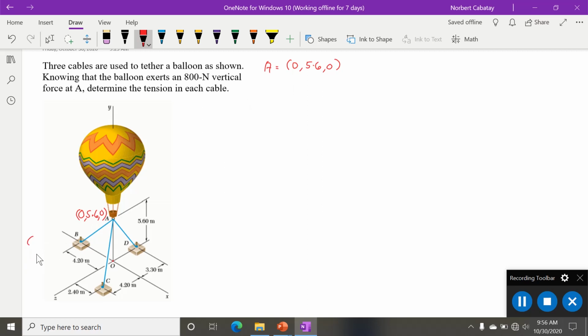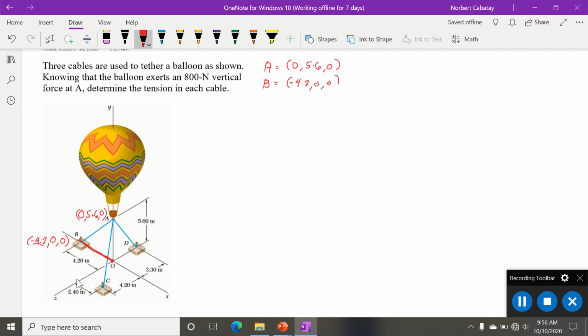Si B naman should be negative 4.2 from sa x-axis. Tapos, sa y rather is 0. Then, 0 din siya sa z. I hope na susundan nyo kung bakit. Kung hindi, aralin kung paano naging. Kasi, mula dito, yung point na yon along the x-axis, I mean, sa x, yung distance from this point is 4.2. Kaso, along the negative x-axis, kaya negative 4.2. Then, 0 sa y, then 0 din sa z. So, that will be negative 4.2, 0, 0.